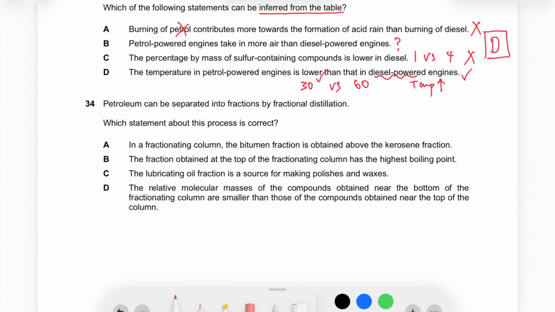34. Petroleum can be separated by fractional distillation, of course. Which process is correct? In a fractionating column, the bitumen is obtained at the lowest, so it's wrong. The fractions obtained at the top of the fractionating column have the lowest, okay. The lubricating oil fraction is a source for making polish and wax. This is good. The relative molecular masses of fractions obtained near the bottom of the fractionating column are higher, so it's wrong as well. So only C makes sense.